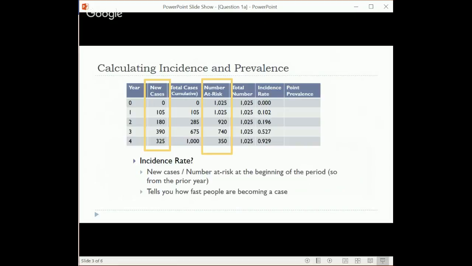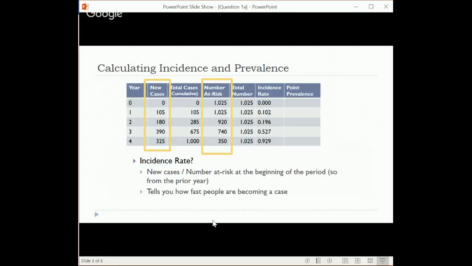For the number at risk, the way they're calculating this is we're saying, okay, beginning of the first week, I have 1,025 students, and 0 cases have spring fever. At the end of the first week, 105 cases have spring fever. So then we go 1,025 minus 105 gives us 920. 920 minus 285, the total number that's developed at the end of week 2, gives you 740.